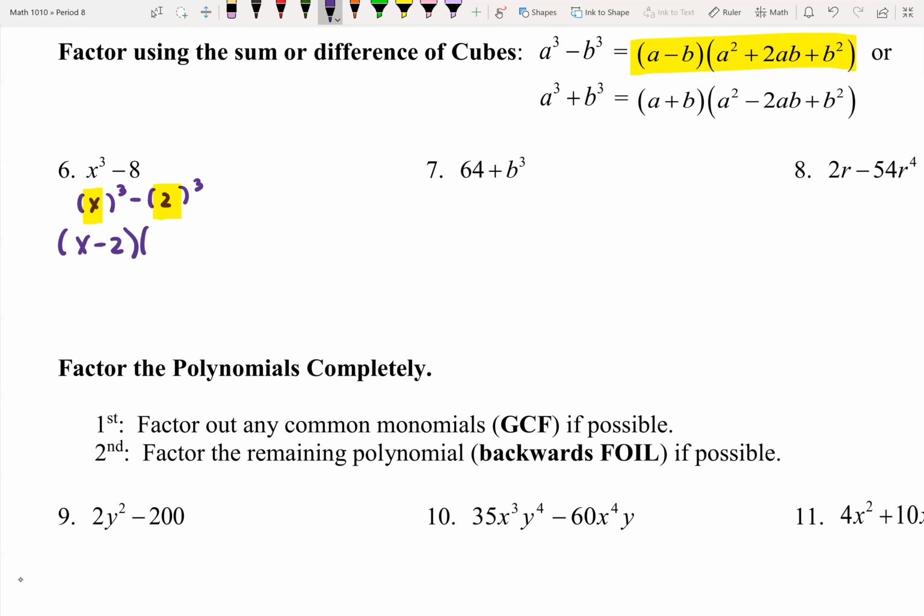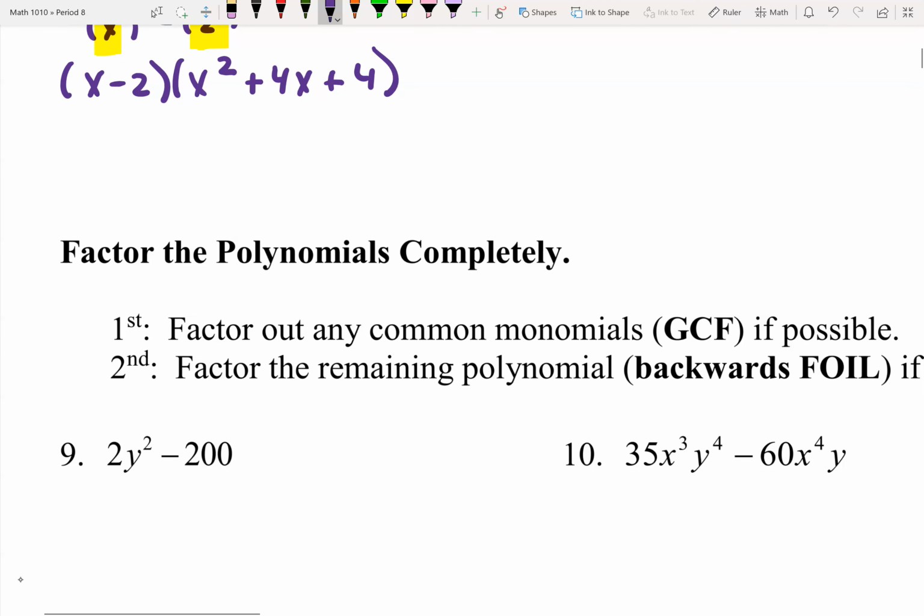And then you take your A, which is the X, and you square it. And then it's plus 2 times A times B. So that would be 2 times X times 2. That would be 4X plus 2 squared is 4. That's it. Okay? Now, you do have to look and see if it factors further.